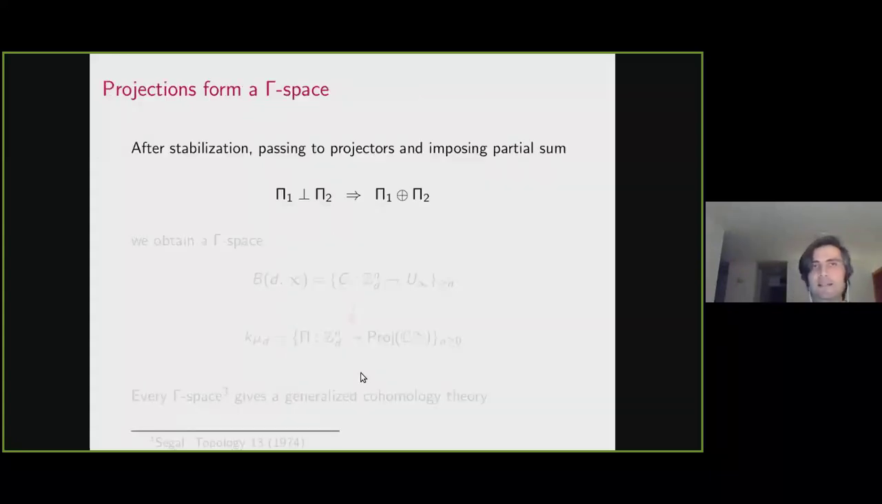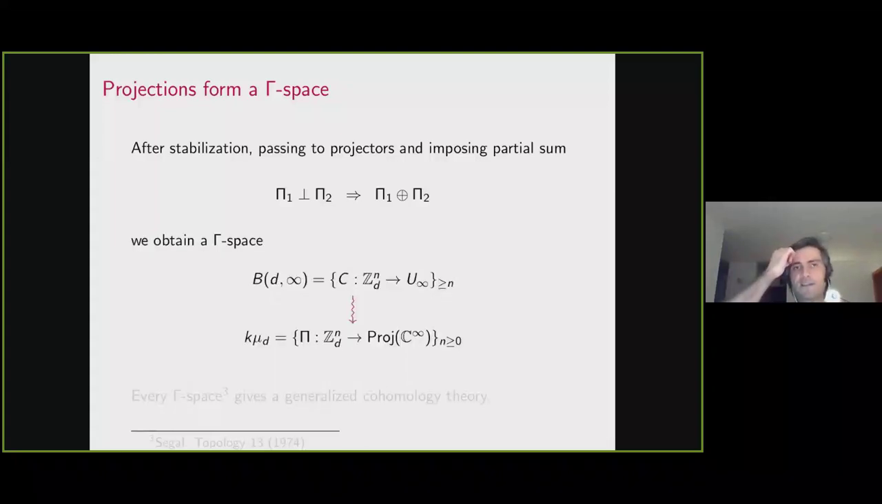What we achieve by this is going to be a complete description of BD infinity. After stabilization, I'm passing to projectors and imposing the partial sum. This is the second ingredient in the understanding of the space. We have this partial monoidal structure on the set of projectors, namely when two things are orthogonal, we can take a sum. This is not quite an abelian group, but even having this partial operation always simplifies the structure of topological spaces. More formally, we have a gamma space. The BD infinity space, after passing to projectors, we obtain a gamma space that is called K mu D.